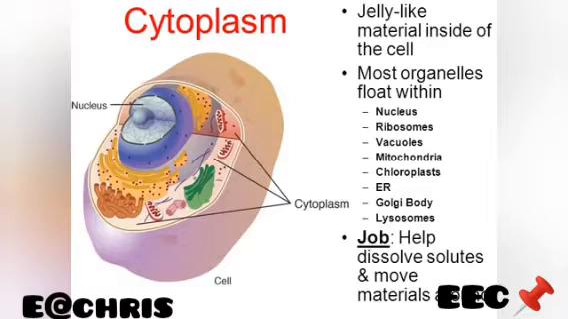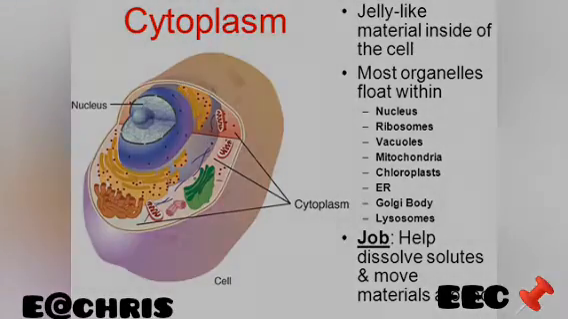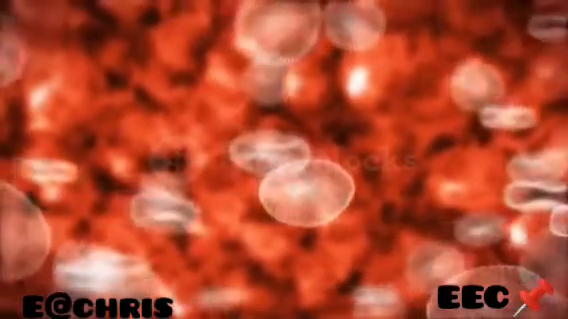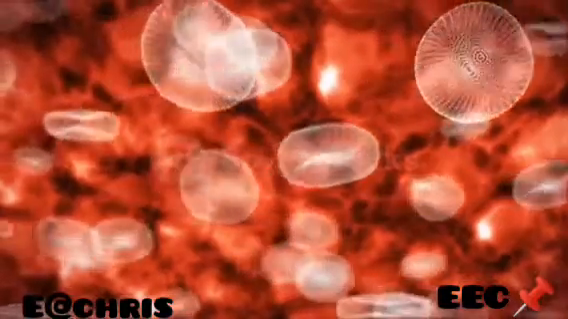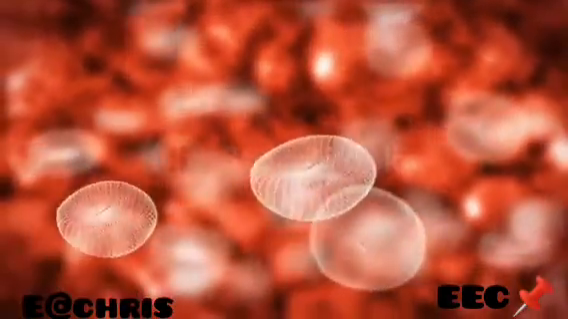The function of cytoplasm is to help dissolve solutes and move materials. It is the site of dissolving and the site of movement. If a substance is likely to move, the gel-like substance is capable of allowing those materials to move from one place to another, to where they are required to accomplish a specific function. So, dear fellows, make sure you have a clear notion about cytoplasm.